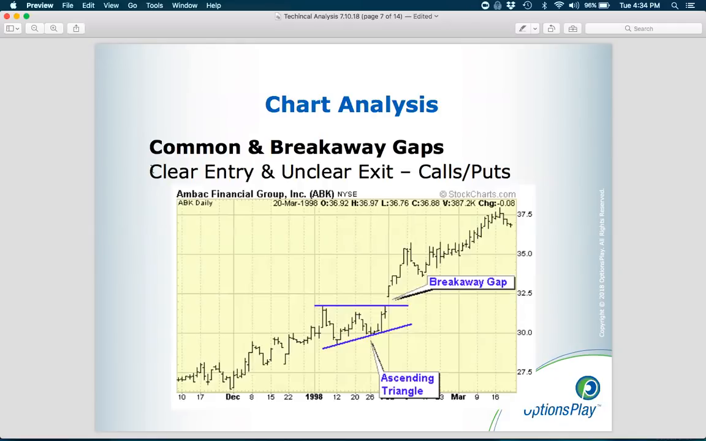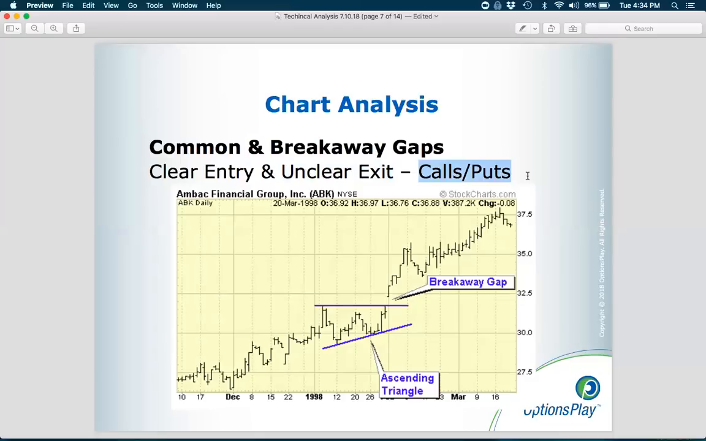And again, this is very common where you have a clear entry price right on that gap higher, but as far as where it's going to go, it's kind of unclear. There really isn't a good way to determine a target. Some technical analysts will take the size of the move entering the consolidation triangle to try to measure out how far of a gap higher. But again, that's a fairly inexact science.